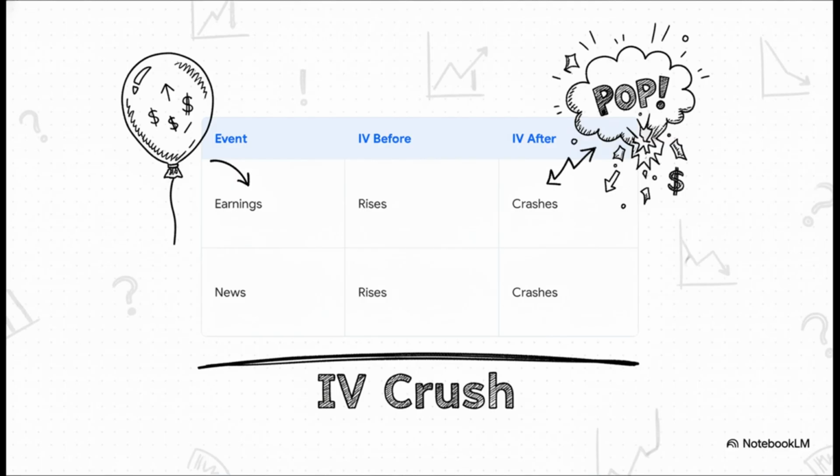But the very moment those earnings are announced, the second the news is out and the uncertainty just vanishes, that balloon pops. IV crashes immediately. In the trading world, we actually call this IV crush, and here is why this is so important. Even if you predicted the stock would go up, and it actually does, that sudden collapse in IV might erase the value of your option way faster than the stock price can increase, and boom, that is exactly why your winning trade might actually lose money.